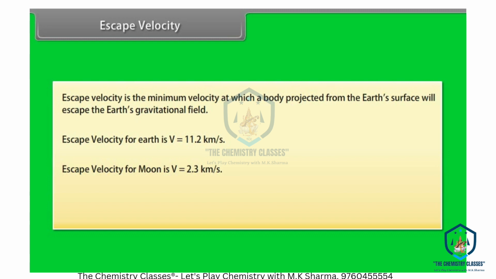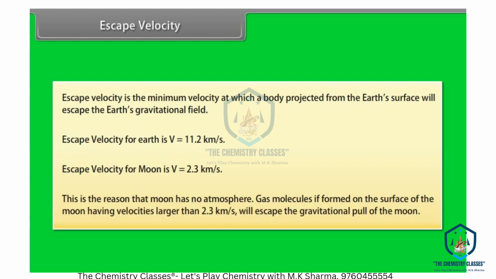Escape velocity for the Moon is v equal to 2.3 km per second. This is the reason that the Moon has no atmosphere. Gas molecules, if formed on the surface of the Moon having velocities larger than 2.3 km per second, will escape the gravitational pull of the Moon.